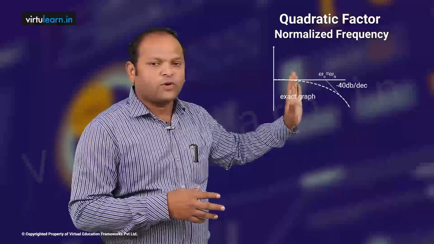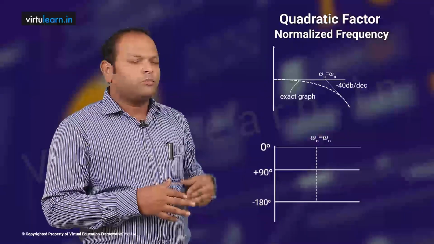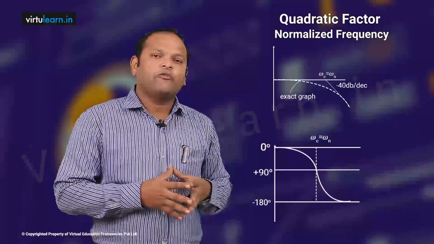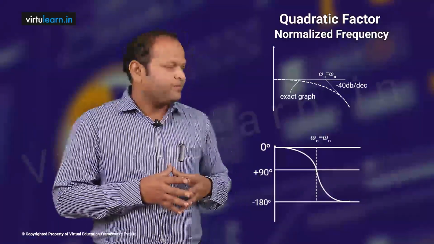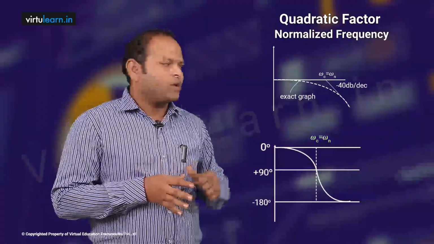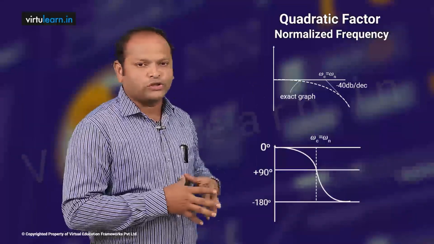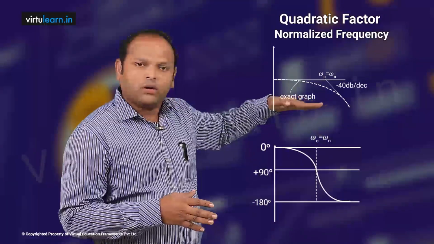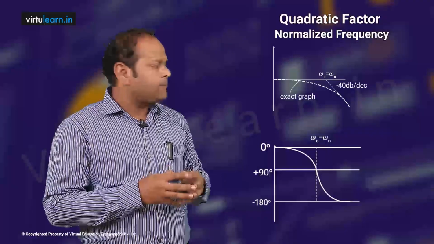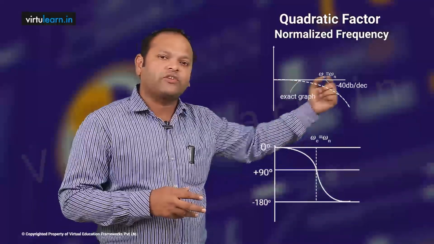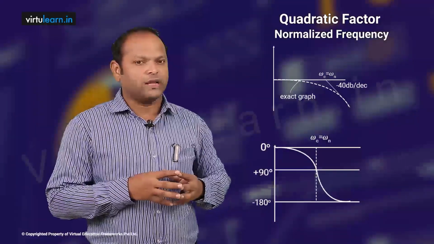Similarly, when you look at the phase plot, it goes from 0 to minus 180 degrees. So in between you have minus 90 degrees when u is equal to 1, which means when omega is equal to omega n. So this is for the quadratic factor. The same can be analyzed if the quadratic factor is in the numerator, and it is just opposite to that, which means we have 0 up to the corner frequency and then it increases at plus 40 dB per decade, and similarly the phase angle changes from 0 to plus 180 degrees. In between you have 90 degrees at omega equal to omega c.